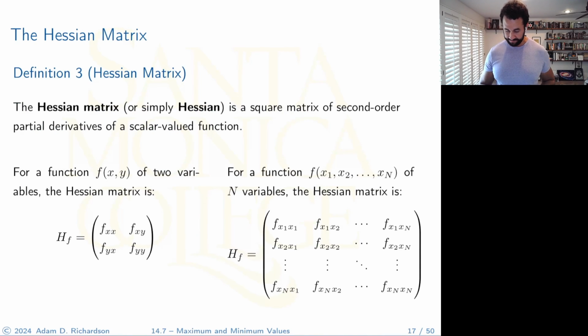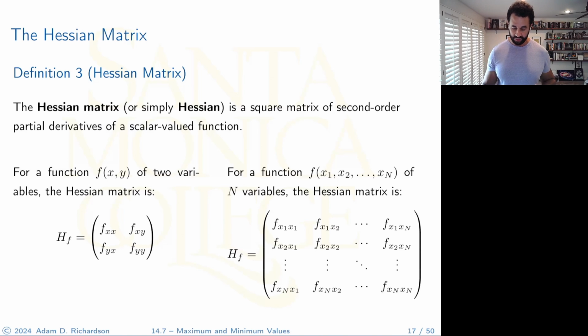So here it is. I'm going to present it both in terms of two variable functions and n variable functions, because this particular matrix turns out to be very important later on. I mean, in later classes, right?